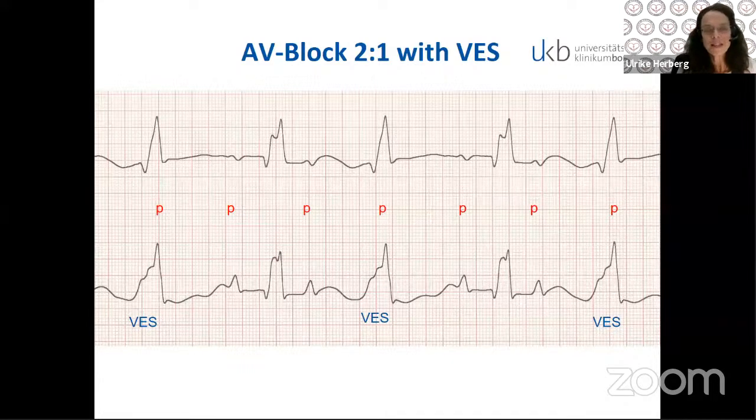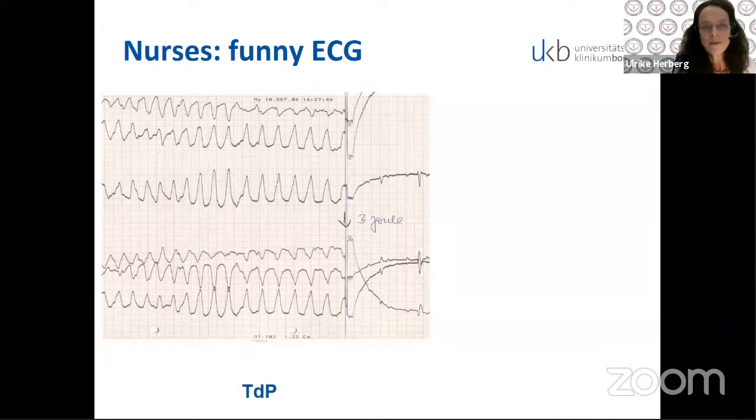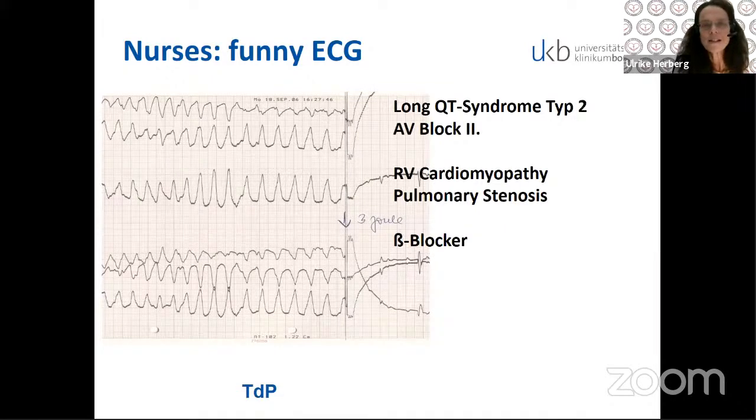extrasystoles or not. And then the nurses observed that this neonate had a funny ECG on the monitor, and they didn't know what it was. So they made an ECG, and this is the funny ECG the nurses saw on the monitor. Torsades de pointes with therapy. And obviously, this fetus had long QT syndrome type 2 with the AV block 2:1 and torsades, right ventricular cardiomyopathy with pulmonary stenosis, and was put on beta blocker and later got heart transplantation.